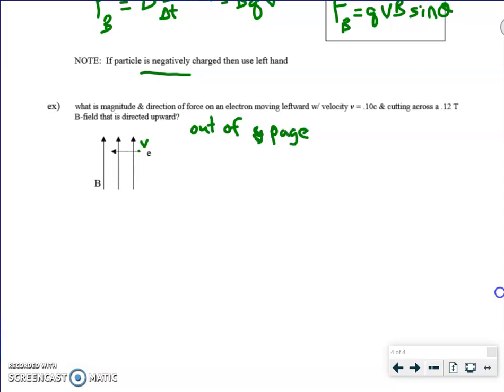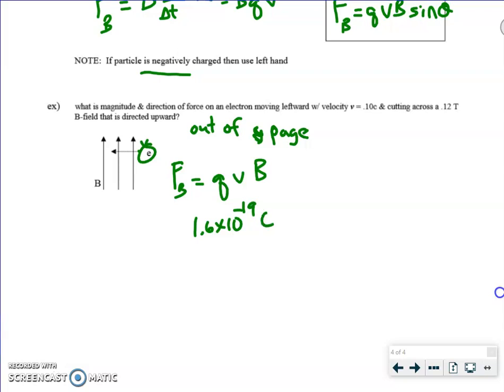Now, I hope you already solved for the magnitude, because there's two things you've got to be careful of when you apply the equation. The equation's pretty straightforward. That's going to be QVB. It's just an issue of what you put in for Q and V. Q is the electron's charge, and I hope you didn't put in -1. You should be putting in 1.6 times 10 to the negative 19th. And we don't put in a negative because that doesn't affect the magnitude.